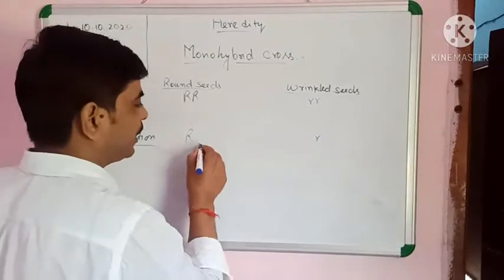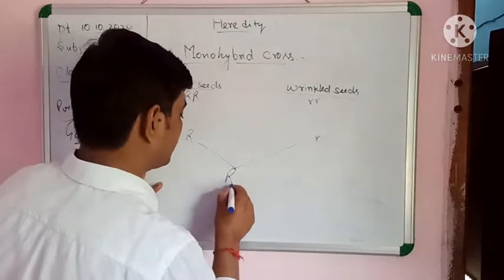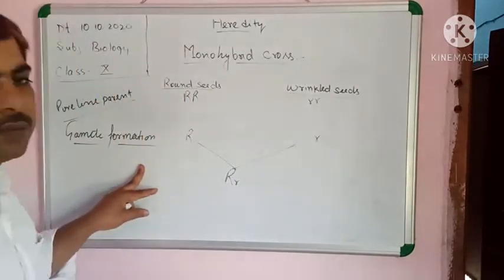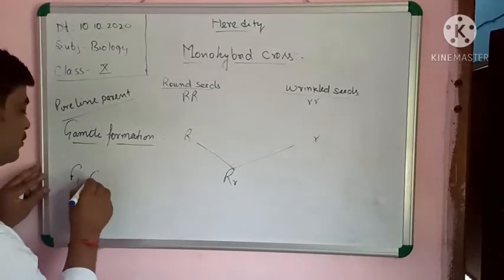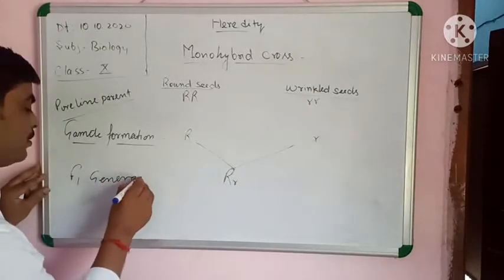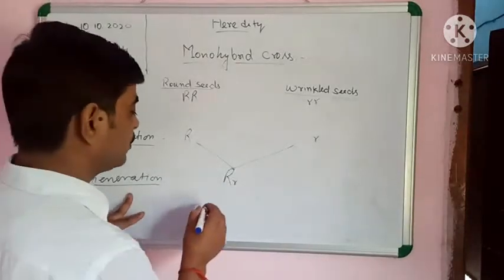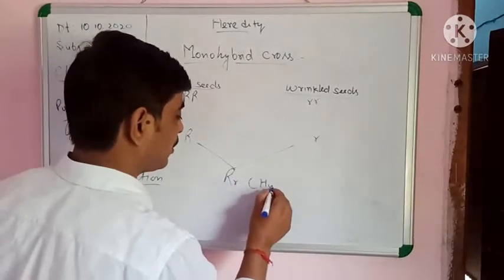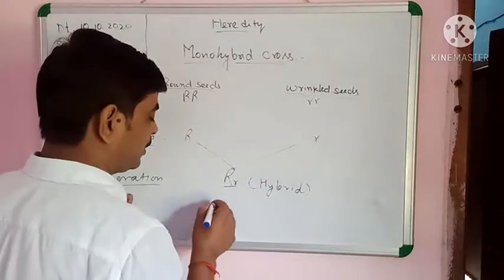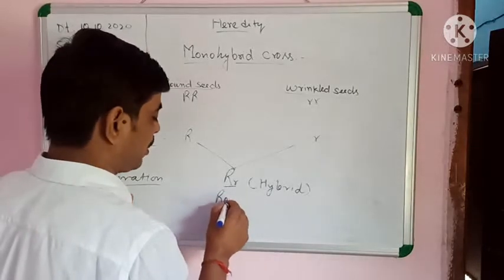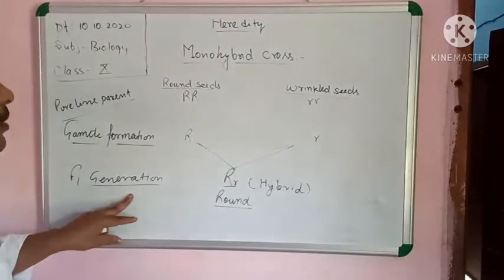Now they are crossed together, and the first generation will be Rr. Okay, this is the F1 generation, first filial generation. This is the hybrid plant. Genotype you are seeing, and phenotype will be round. All plants in this are round.